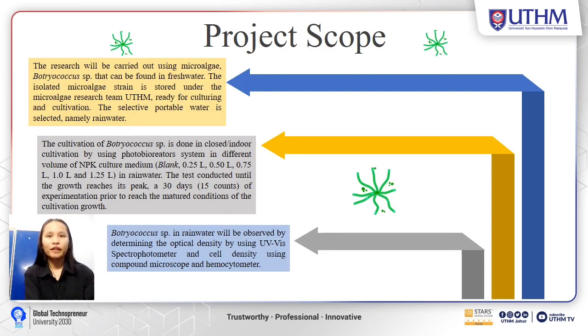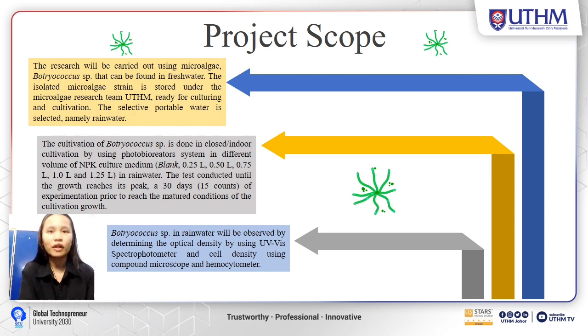Next will be project scope. So the research will be carried out using microalgae Botryococcus species that can be found anywhere in freshwater, and the isolated microalgae strain is stored under the microalgae research team UTHM that is ready for culturing and cultivation. And the selected potable water is rainwater.